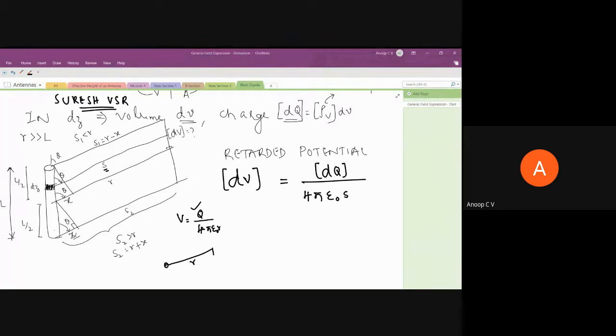So how it actually radiates, why it's a sine theta pattern, why cos theta, how it is dependent on omega.